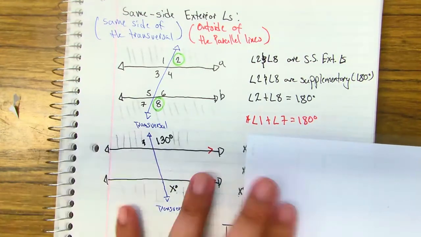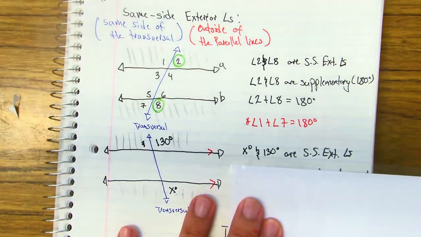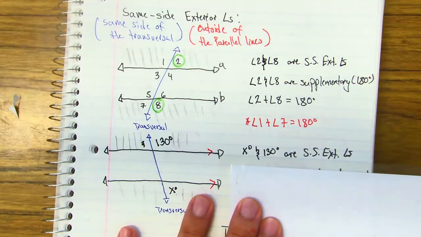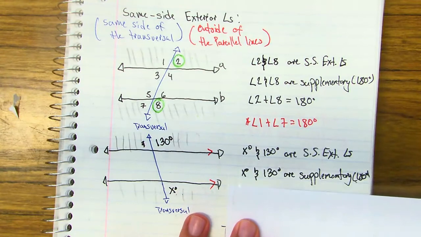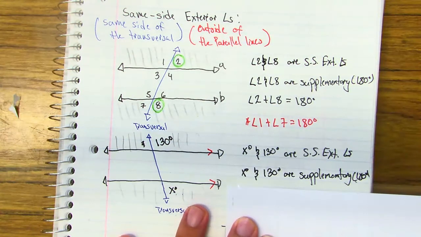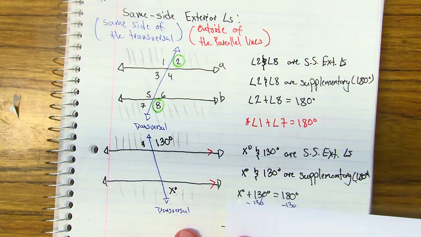So I can say that x degrees and 130 degrees are same side exterior angles. Same side exterior angles means that they are supplementary. When I add angle x plus angle 130, it will equal 180. That's me creating my statement: x plus 130 will equal 180.